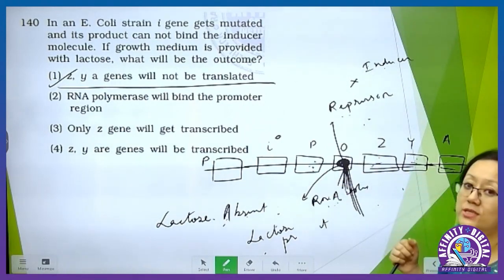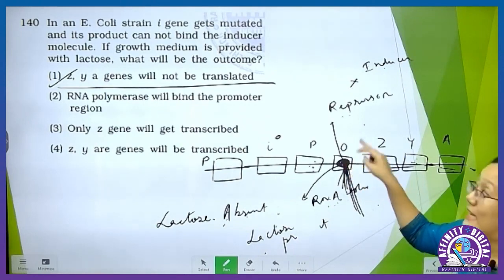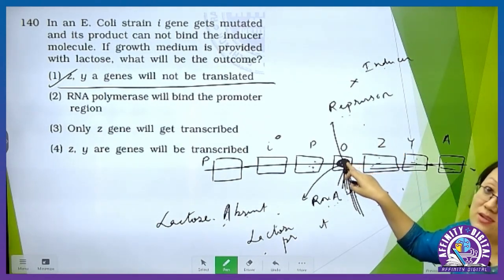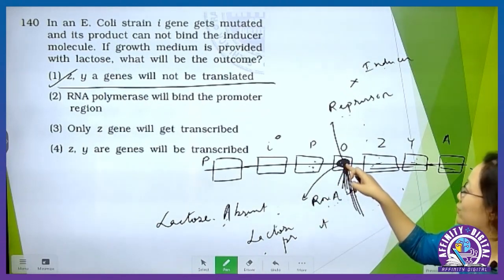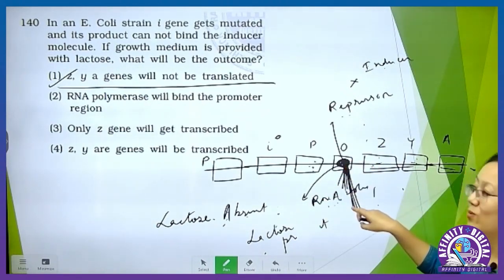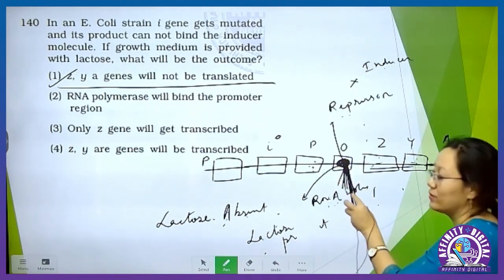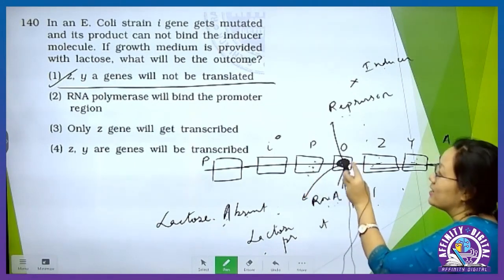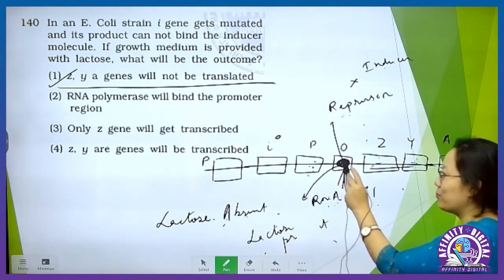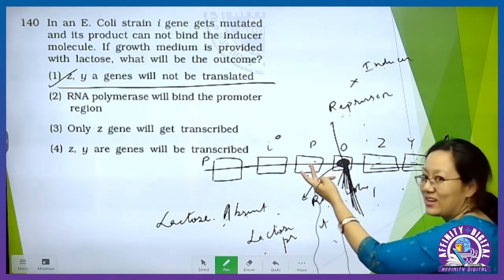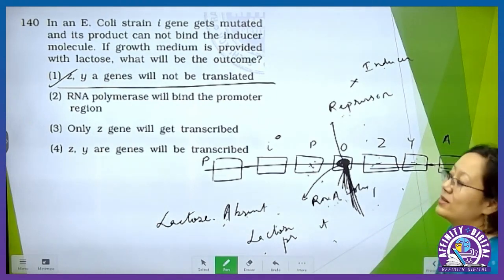But according to the question, the inducer cannot bind to the repressor. So since the inducer cannot bind to the repressor, it will not be able to remove it. The repressor is not removed, which means transcription will not occur. The inducer should come and remove it, but it cannot bind to the repressor. That means RNA polymerase cannot bind to the promoter. Transcription will not occur. Okay.